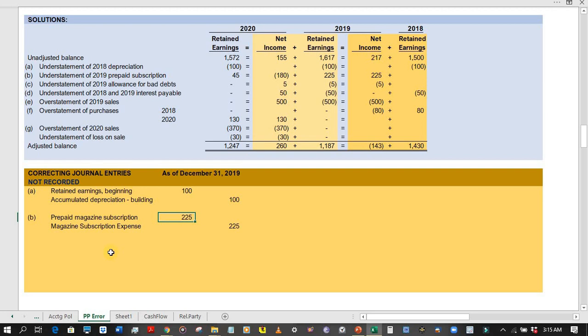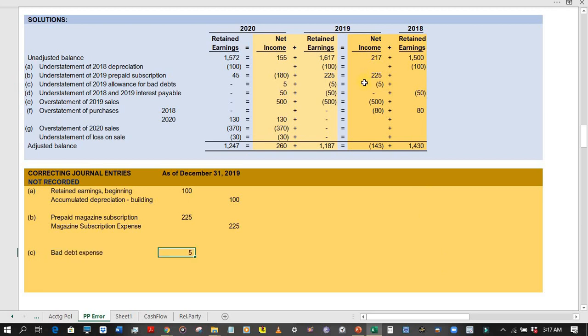Then for the third correcting journal entry, that will be letter C. So that is understatement of 2019 allowance for bad debts. So our adjustments only pertains to net income, and that is a deduction for 5 pesos. And there is no adjustment to retained earnings. So the deduction of 5 pesos from net income requires a debit to a nominal account. So of course, the nominal account related to bad debts is bad debt expense. So by decreasing net income entails increasing the bad debt expense for 5 pesos.